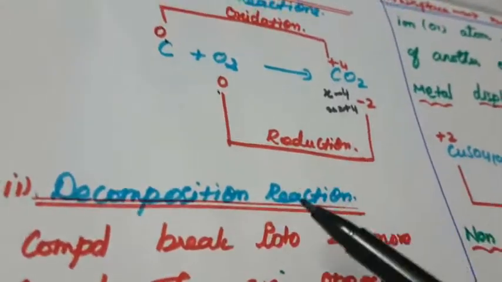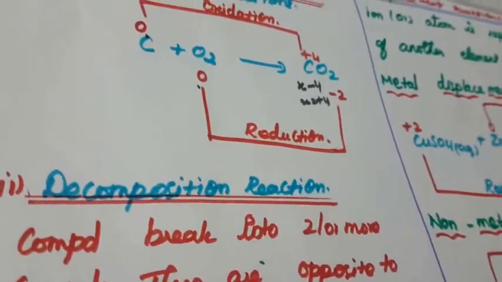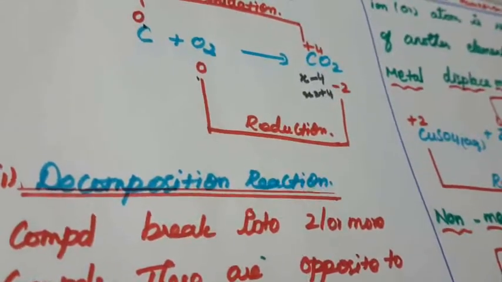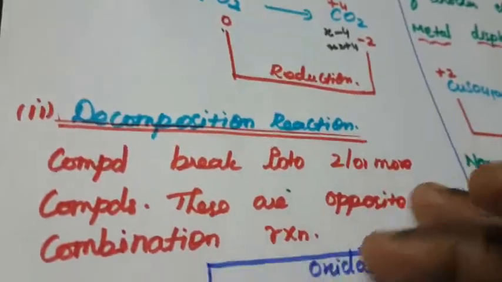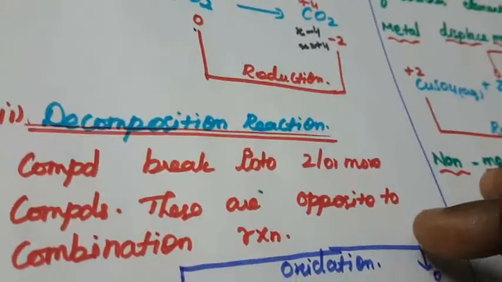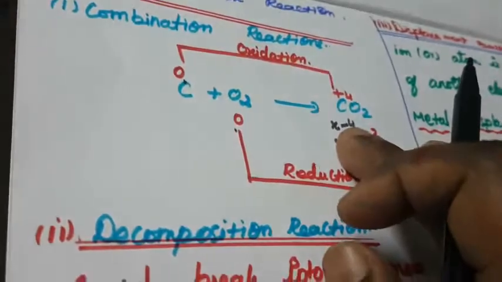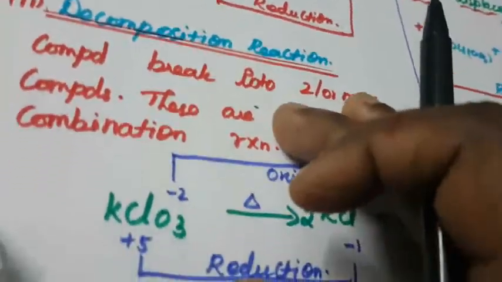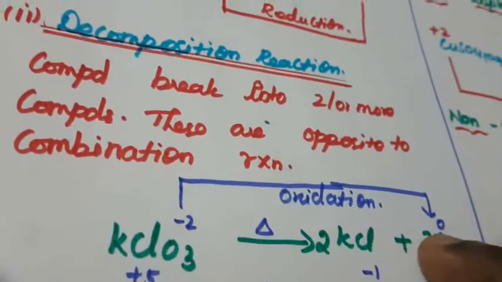Second one, decomposition reaction. What is meant by decompose? It means to break down, to be divided into two compounds. That is called a decomposition reaction. A compound breaks into two or more compounds. This is the opposite of a combination reaction. In a combination reaction, two molecules combine together to form a single compound, but here one molecule dissociates into two molecules. That is called decomposition.